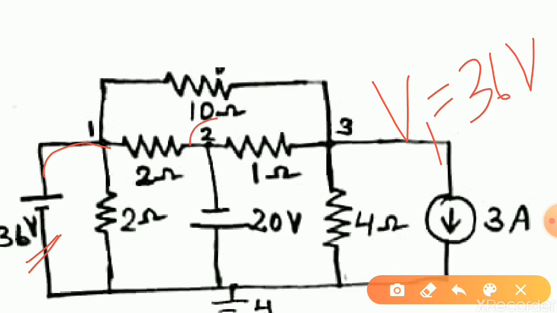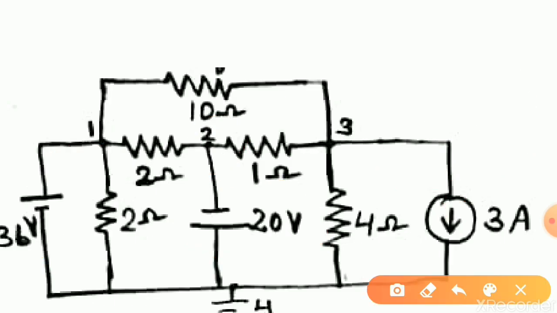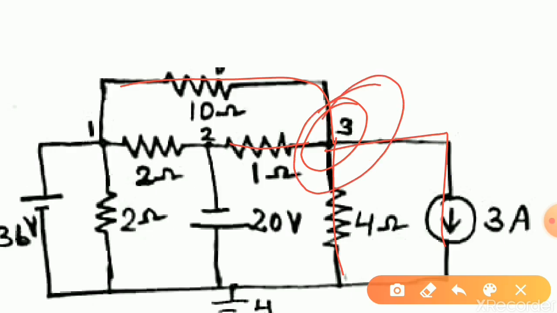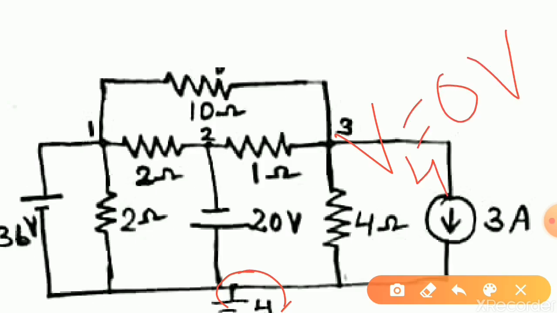When we look at node point 2, it has a voltage source of 20 volt connected to it. So we can write V2 as minus 20 volt. But node point 3 has got no voltage source connected to it. So we need to find node voltage V3 using nodal analysis. At node 4, which is connected to reference or ground, V4 can be written as 0 volt.